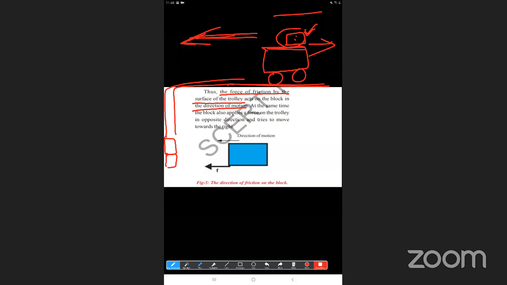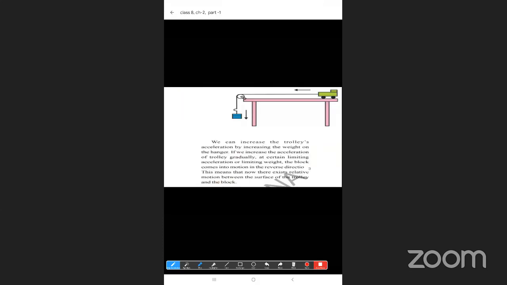Okay. And tries to move towards right. Here the trolley is moving in the left side direction. Here this block tries to move towards right. So here you can observe in this picture. This is the direction of motion. Yes, but here the block tries to move in the right side direction. So here the two directions are opposite.